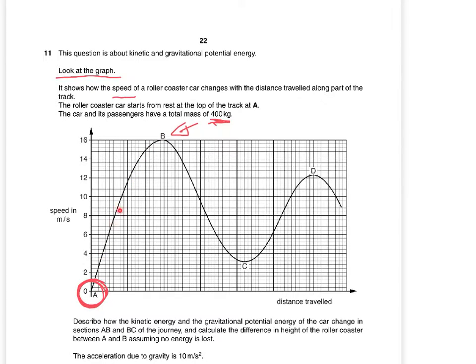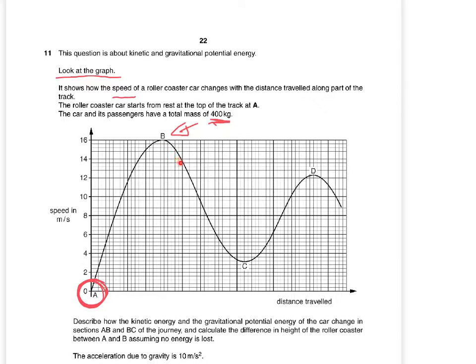Up to B, the kinetic energy is increasing because this is speed, and if the kinetic energy is increasing, the gravitational potential energy is decreasing. That's the transfer process that's happening in roller coasters. And then at B, you've got maximum kinetic energy. This is the bottom of the hill here. And then it goes up the other side, up the second hill, to C.